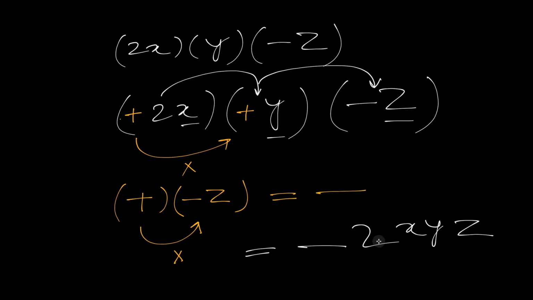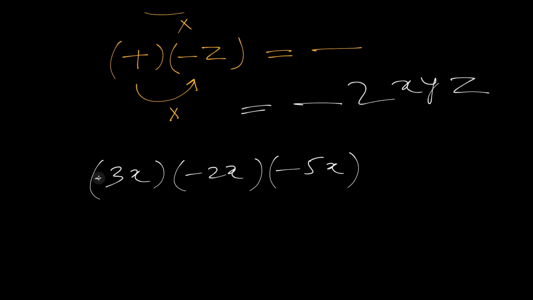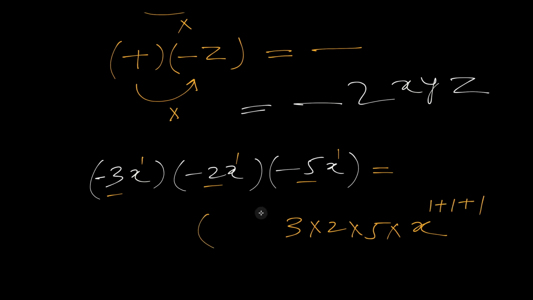Now we'll take one more example where I'm going to take again three variables, but let's say 3x, minus 2x, minus 5x, and I will modify this to minus 3. Now what should be the result? Always you have to multiply. 3 with 2 with 5. So I'm going to say 3 into 2 into 5, and since x is to the power of 1, x to the power of 1, x to the power of 1, I will say x to the power of 1 plus 1 plus 1. But what should be the symbol here?